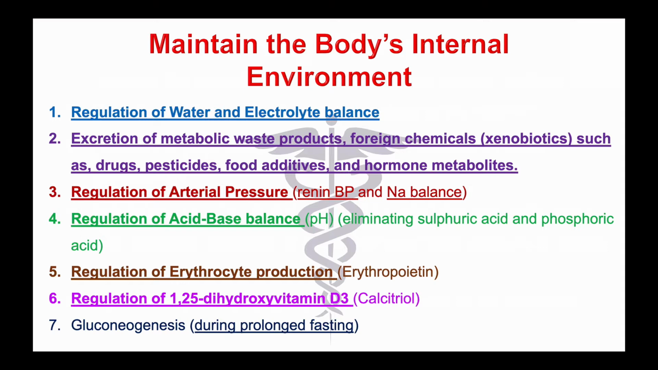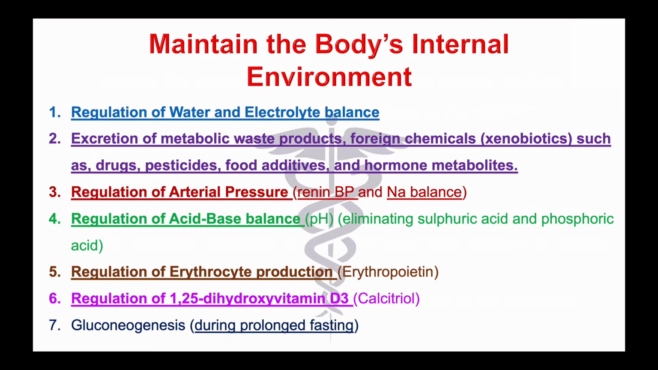Then excretion of metabolic waste products and foreign chemicals such as drugs, pesticides, food additives, and hormone metabolites is done by the urinary system. Then regulation of arterial pressure. For example, if there is more fluid, the pressure in the arteries will increase, isn't it? So thereby the excretion of urine is maintained by the renin and sodium balance.